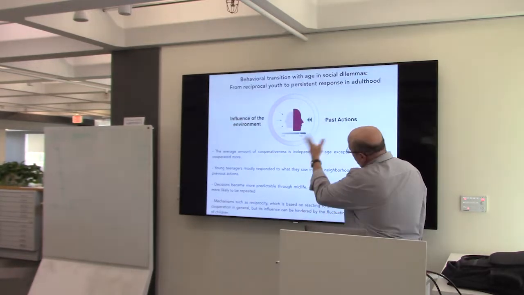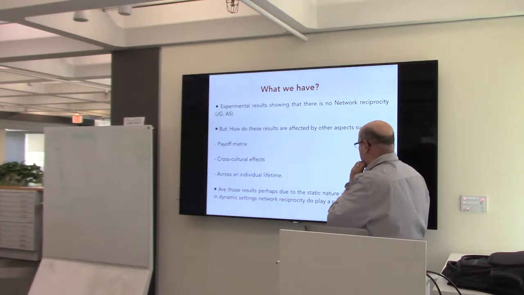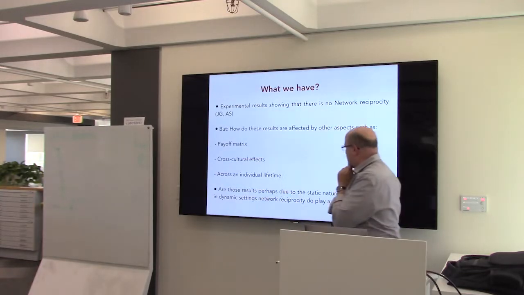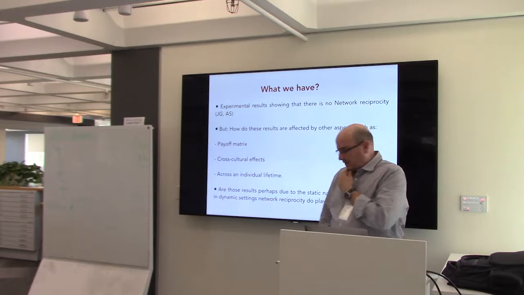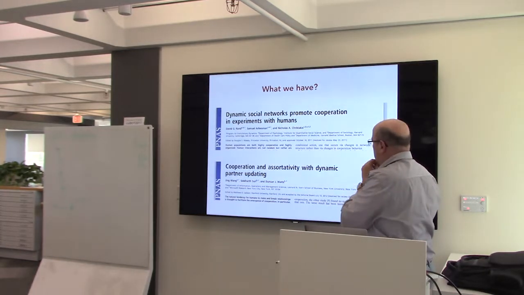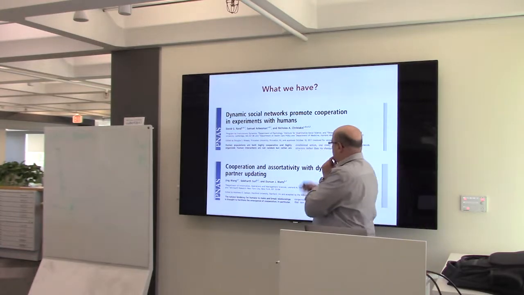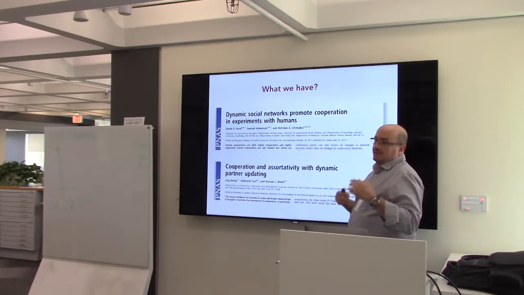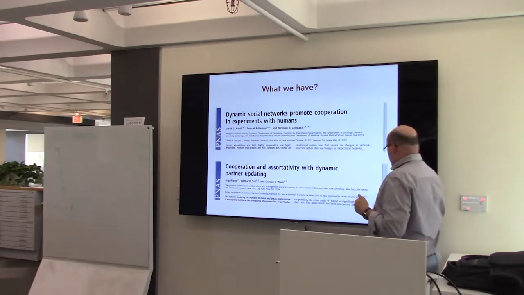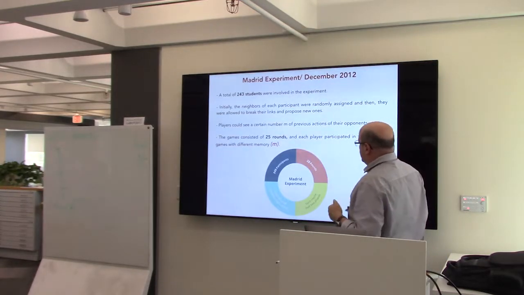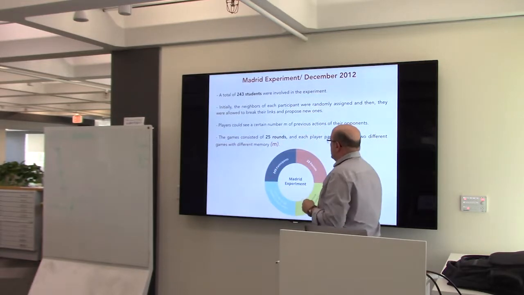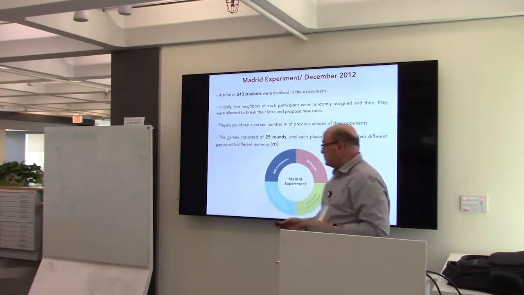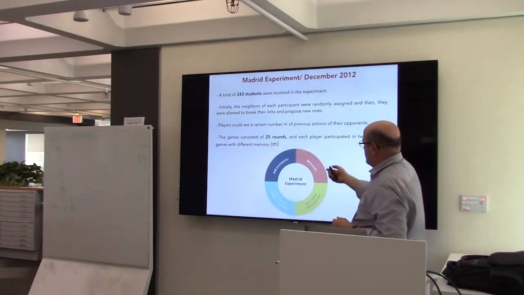So this is what we found for the kids. I will go very fast through this one, but it's addressing the question of whether this has to do with the static nature of the graph. There were a couple of experiments in which they either did the experiment with no memory or with very long memory. Memory refers to the fact that you remember what you did in previous rounds. So what we did was experiments in Madrid, in which we get people to play, and they were able to remember what they did in the last N rounds.